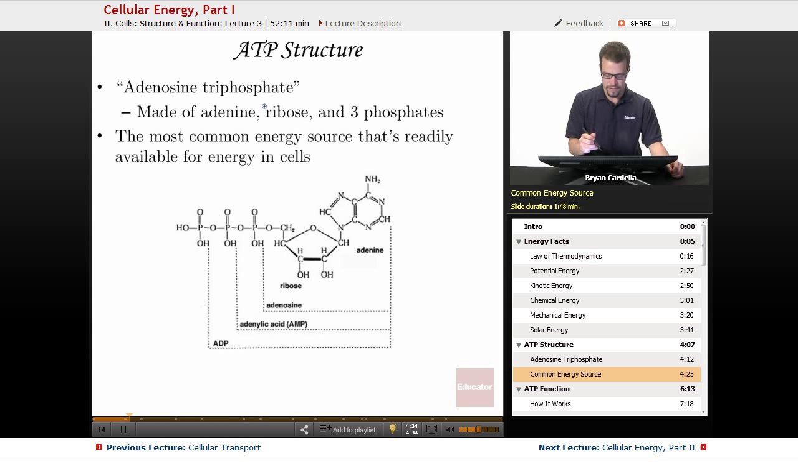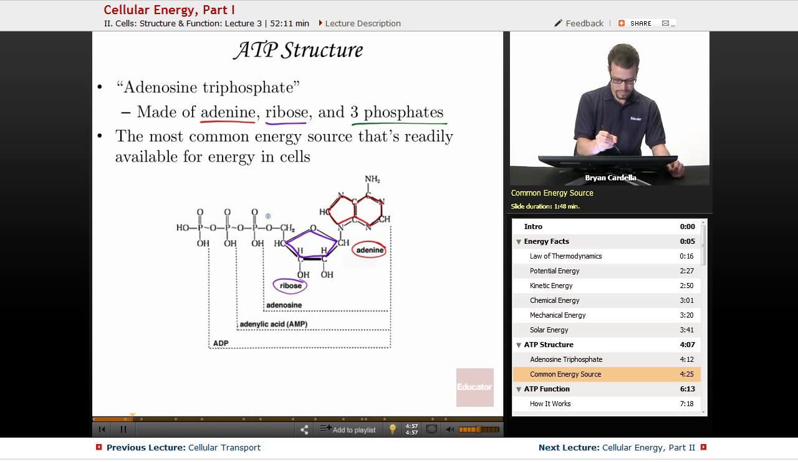Well, it's made of an adenine. Let me color code this. Adenine, right there, that's this. Ribose. Here's ribose, this is the sugar ribose. And three phosphates. That's how you get the triphosphate. So the three phosphates, here's 1, 2, and 3. Adenosine triphosphate. So the first part, adenosine, they took the words adenine and ribose and just combined them: adenosine. It's easier than saying adenine, ribose, triphosphate.